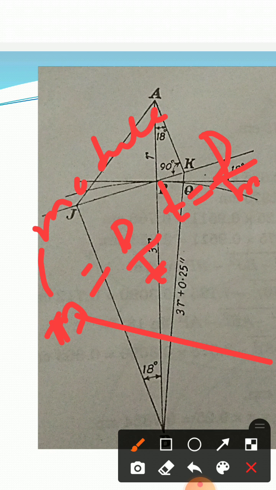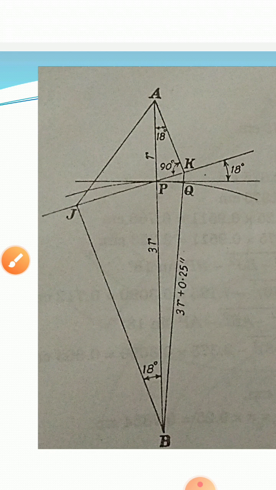Now we have to find out this diameter. Module is given as 2.5 millimeter. Now we have to find out this d value, the pitch circle diameter. Now this we can find out by observing this diagram, and then we simplify this.